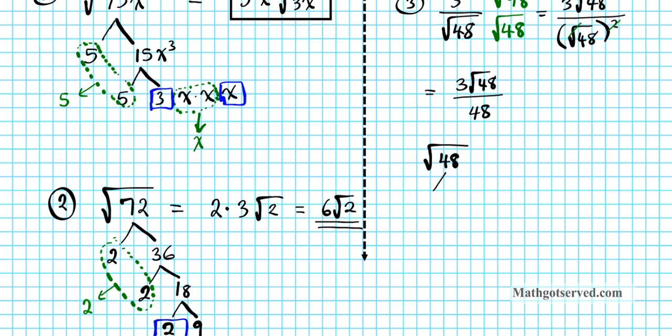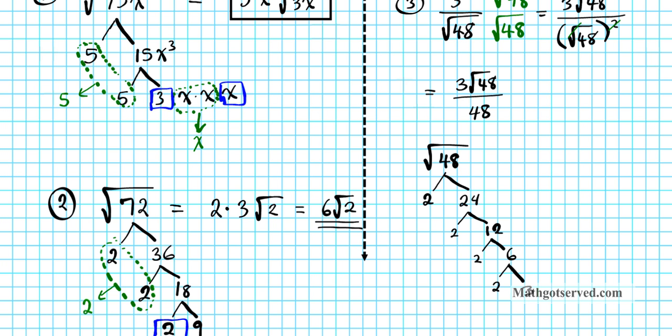Okay? So I can take out a 2 from 48 since this is an even number. I'm left with 24. Take out a 2 from 24. Left with 12. Take out a 2 from 12. I'm left with 6. Take out a 2 from 6. And I'm left with 3. Okay, so 2 times 3 is 6. All right, so there you have it.